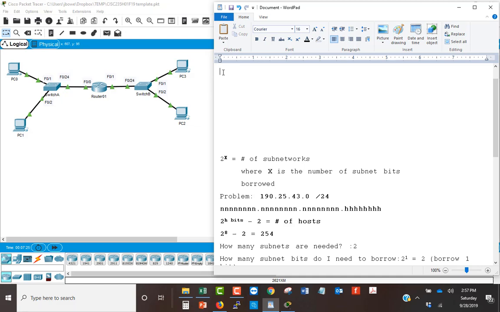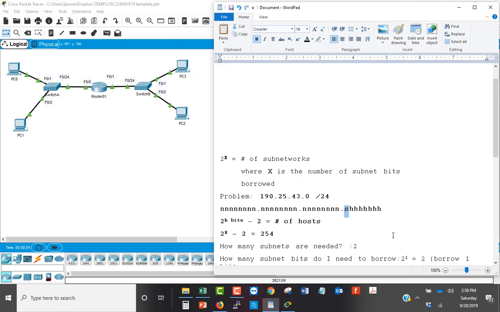Next question, how many subnet bits do I need to borrow to get that number of subnetworks? So I need to borrow a bit from these host bits here. I need two subnetworks. So if I borrow one bit, 2 to the 1, namely the one bit I borrowed, equals two subnetworks. So again, the number of bits that I must borrow is just 1.